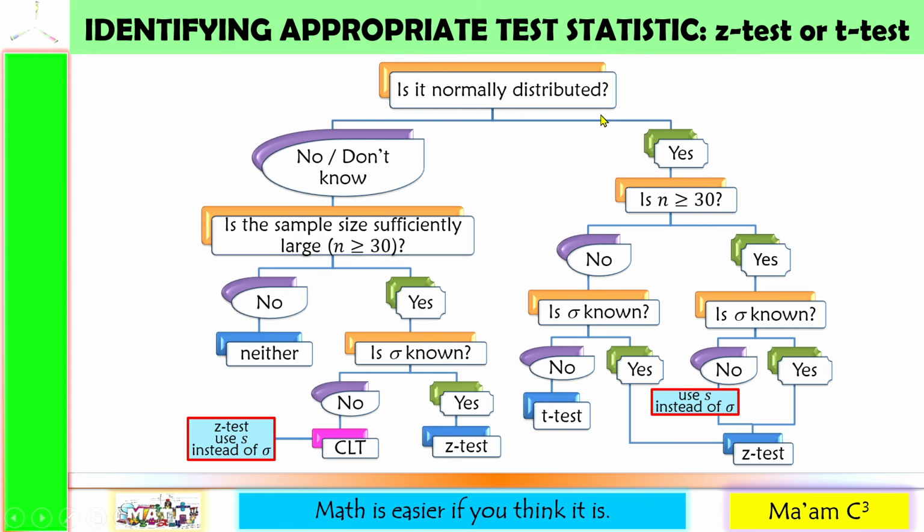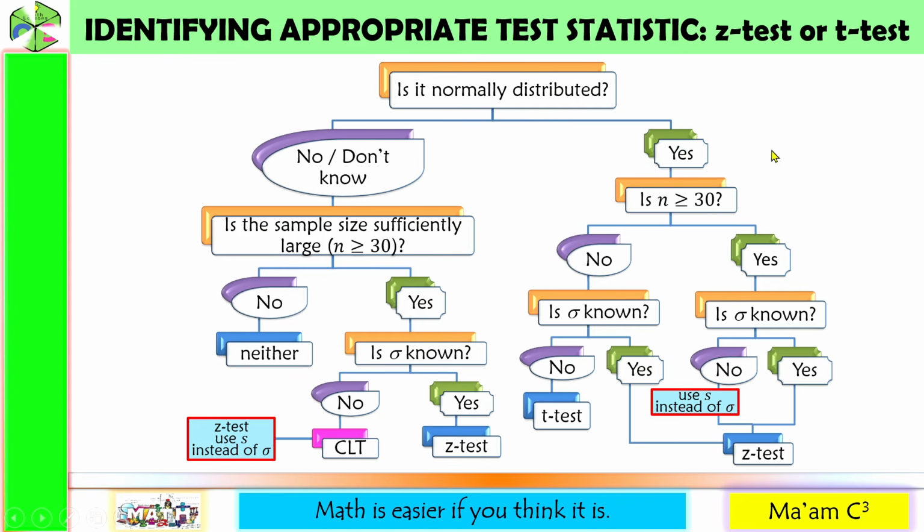So if the topic is identifying appropriate test statistic and the only options are z-test or t-test, then it is assumed that the distribution is normal. So sometimes it is not stated in the problem that the distribution is normal because it is already assumed. Again, because both z-test and t-test assume normal distribution.